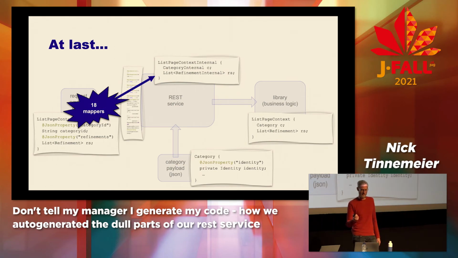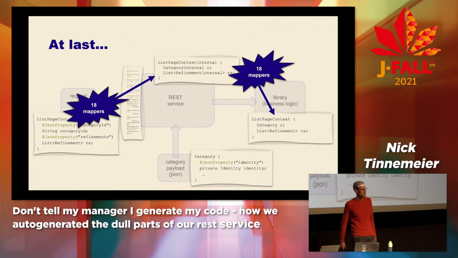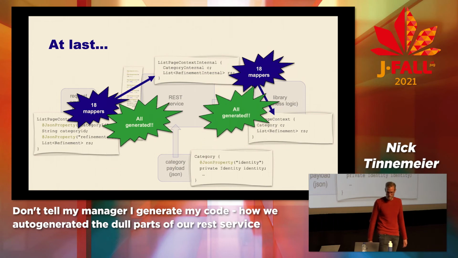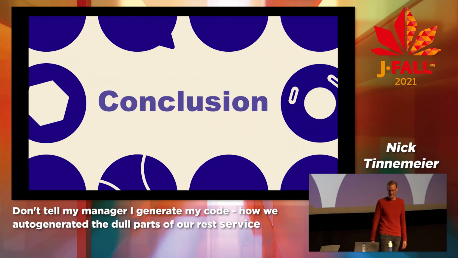So at last, I've shown you how we auto-generated those 18 mappers for mapping the Jackson objects to our REST service domain model, and how to map the REST service domain model to the library model. All auto-generated. Yay. So time to generate a conclusion.